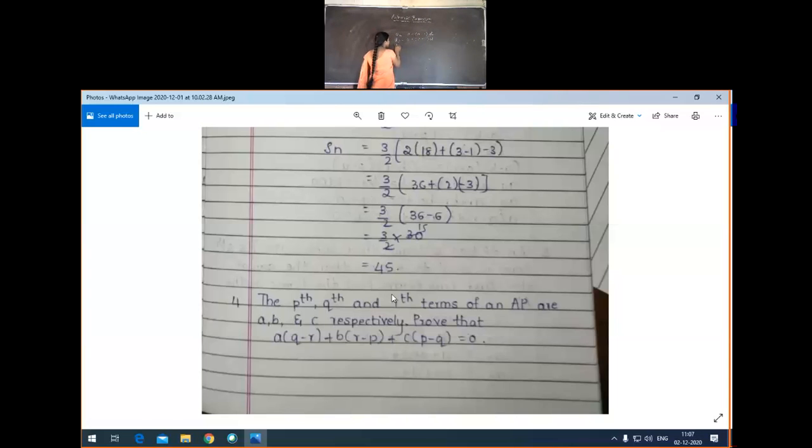Then the qth term is a_q = a + (q − 1)d. Then the rth term is a_r = a + (r − 1)d. Like the nth term, we took a_p, a_q, a_r in the form of a_n. Got the idea? Now using this data, we have to apply some tricks to get the result. What result do we need? a(q − r) + b(r − p) + c(p − q) = 0.